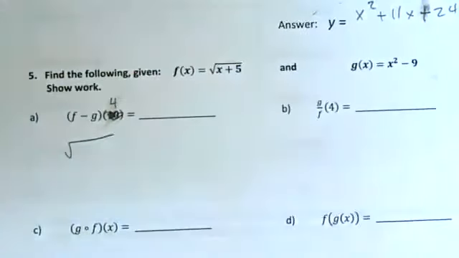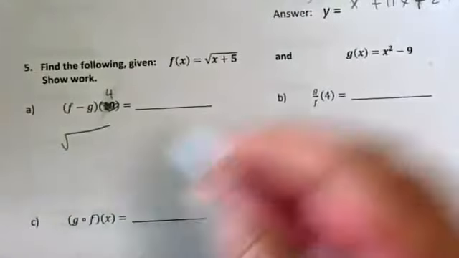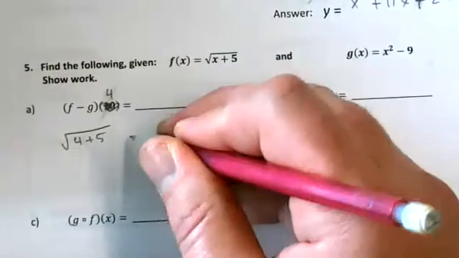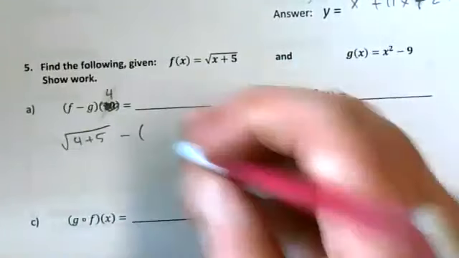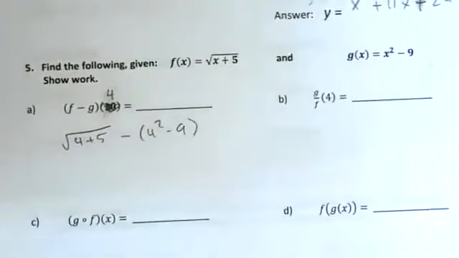That's probably what it looks like on yours, because as soon as I get done recording this, I'm going to go change that. So what do we got? So x plus 5. So we got 4 plus 5. Yeah, that's going to work out better. And then minus, and then g of 4 would be 4 squared minus 9. That parentheses is important there. So we need to subtract the whole thing.